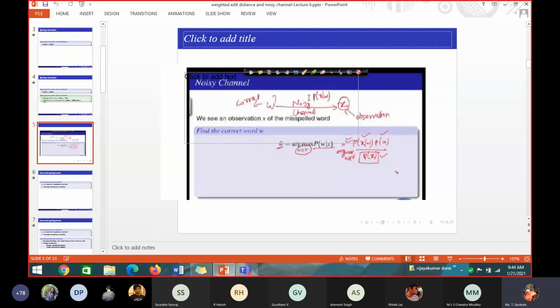If it is a misspelled word, how can I make out that it is misspelled? What methodology can I use? Any methodology? What methodology can I apply to find that X is a misspelled word? Give a try. Can you all hear me, students? Yes or no? Yes, ma'am. So give a try. How can you find out it is a misspelled word? What method can you apply? Any methodology?